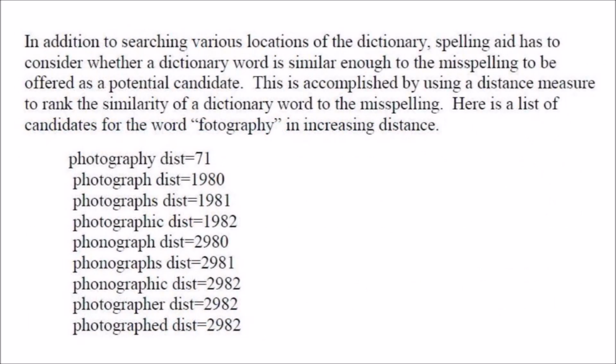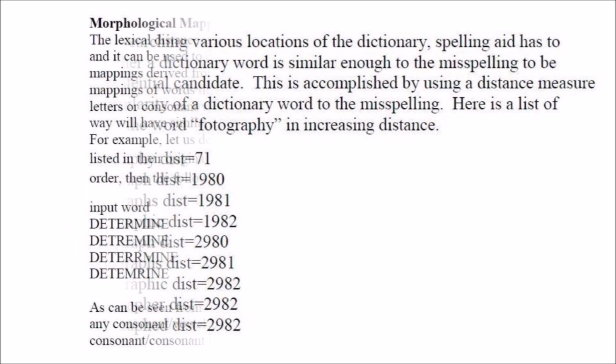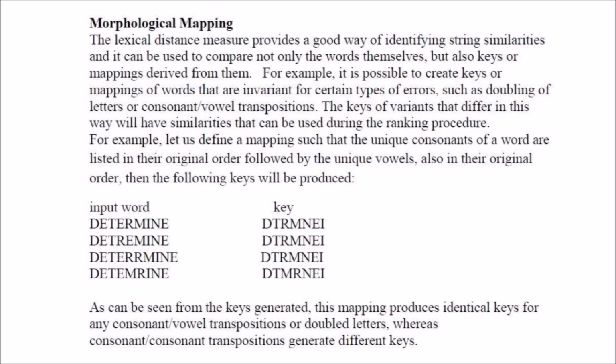In addition to searching various locations of the dictionary, spelling aid has to consider whether a dictionary word is similar enough to the misspelling to be offered as a potential candidate. This is accomplished by using a distance measure to rank the similarity of a dictionary word to the misspelling. A more robust distance measure can be constructed by combining the minimum lexical distance of the words and their corresponding phonetic representations.